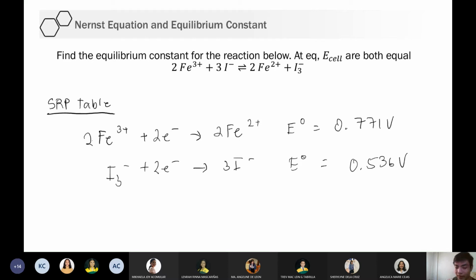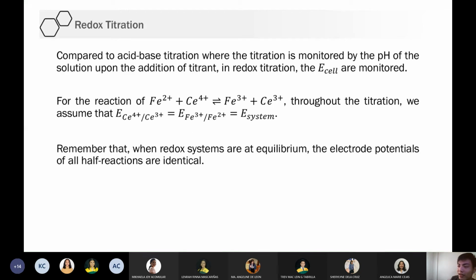Yun lang. Okay? Wait lang. May baby cat kasi dito. Kinakagat niya yung wire. Anyway, so let's proceed with the second part. Wala pa, kalahati pa lang tayo.